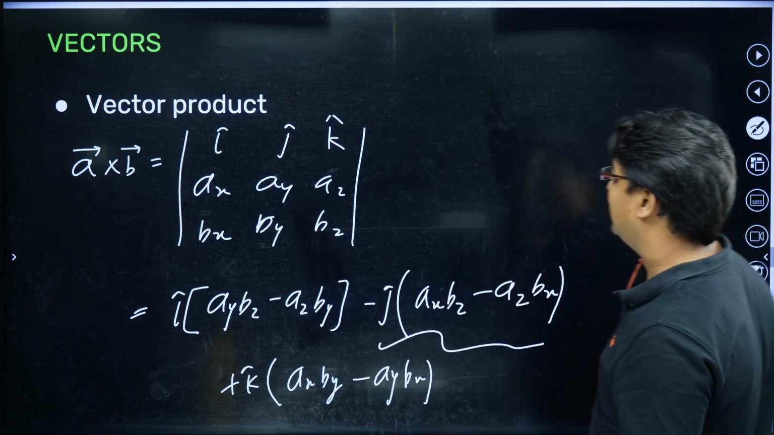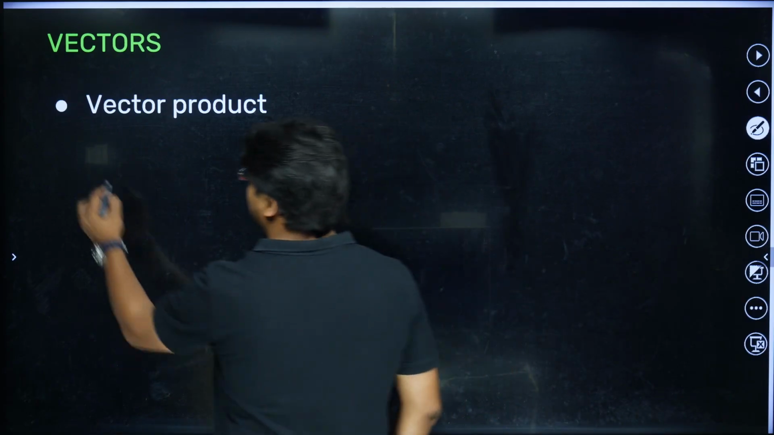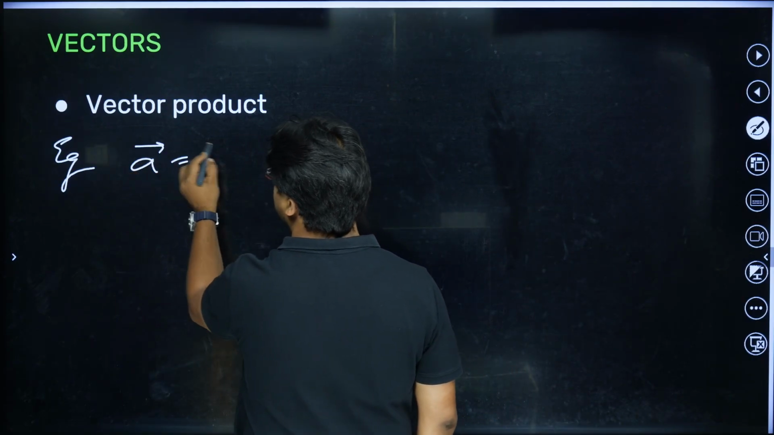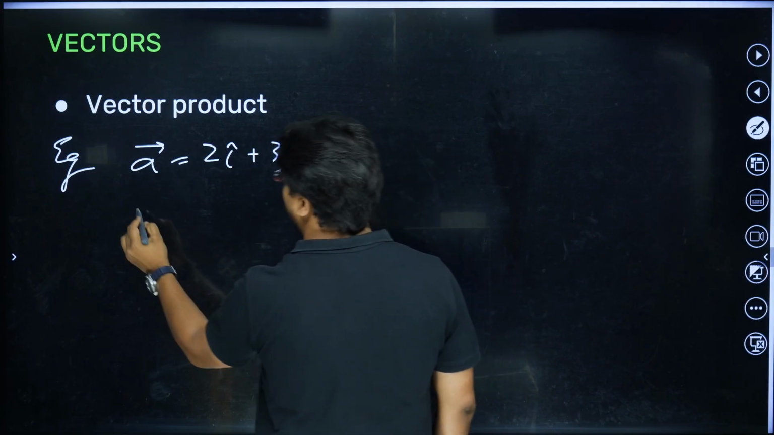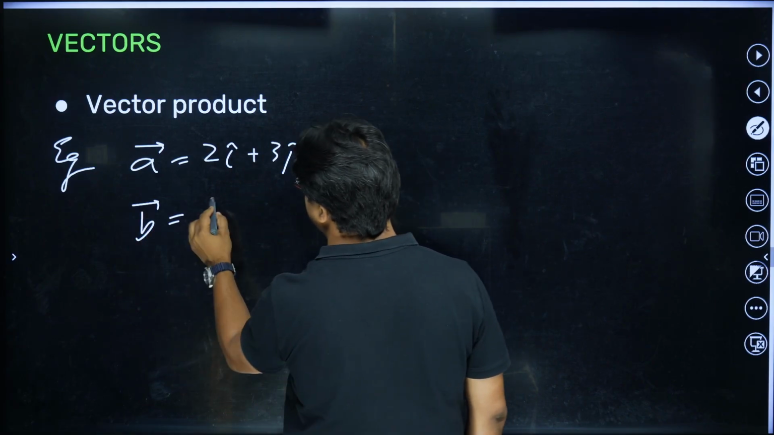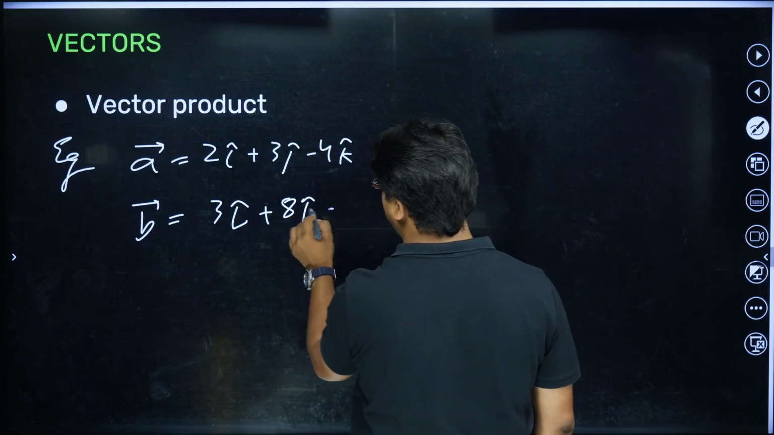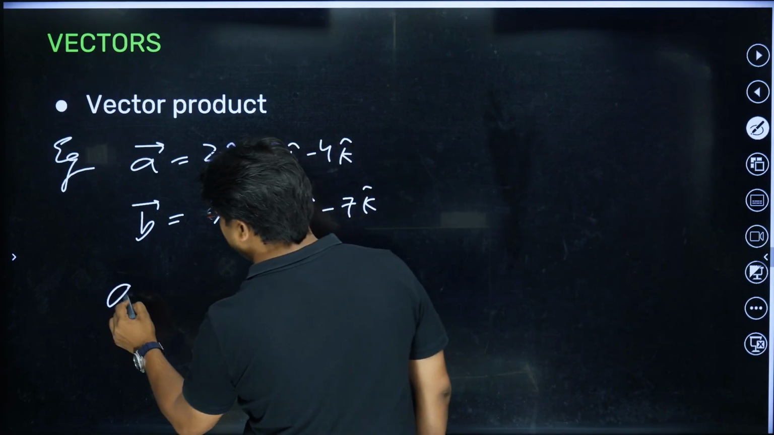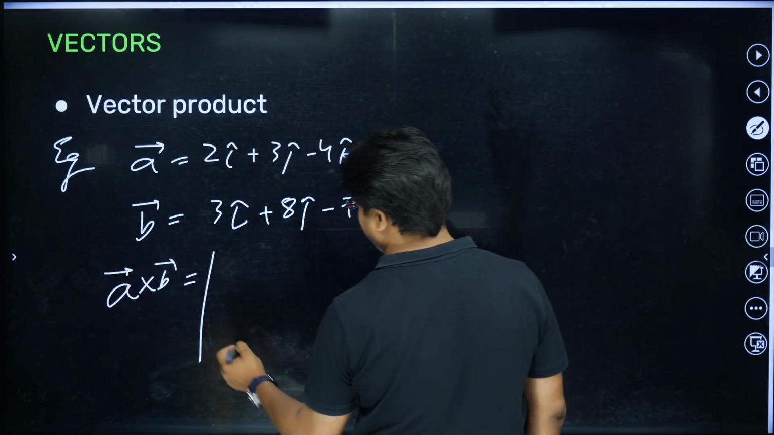All right, guys, and let's do an example. So suppose we have been given a vector A as 2i cap plus 3j cap minus 4k cap and another vector B as 3i cap plus 8j cap minus 7k cap, let's say. And we have been asked to calculate A cross B.